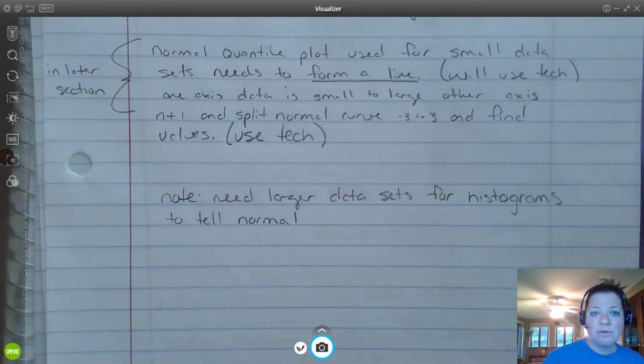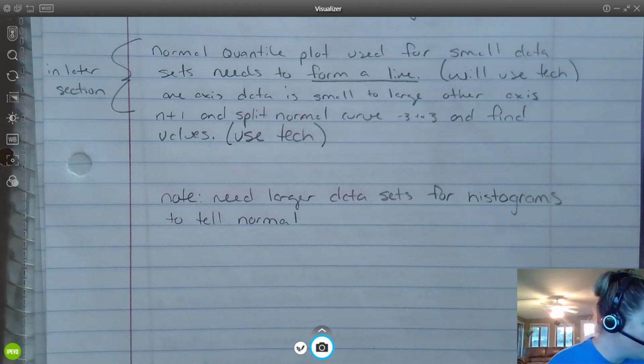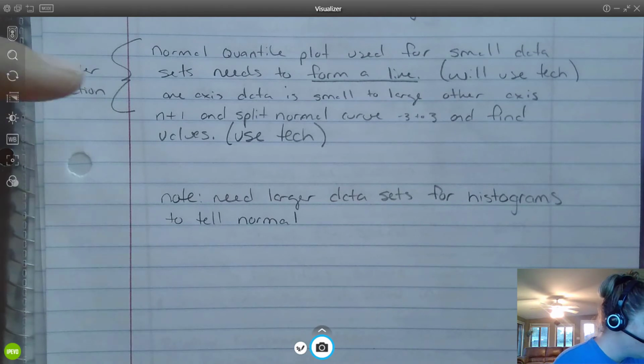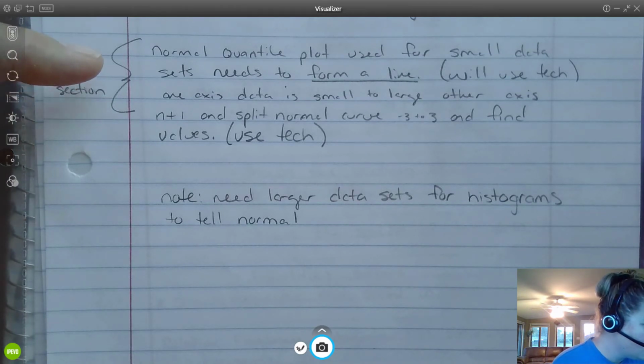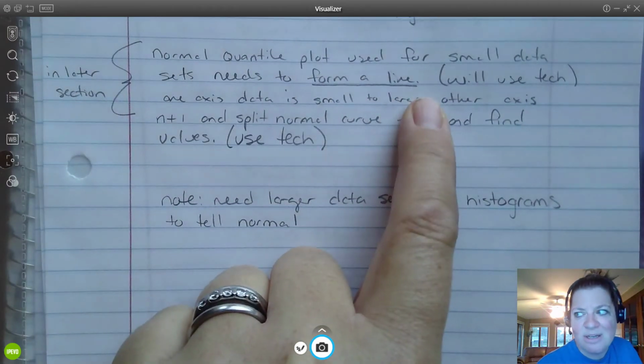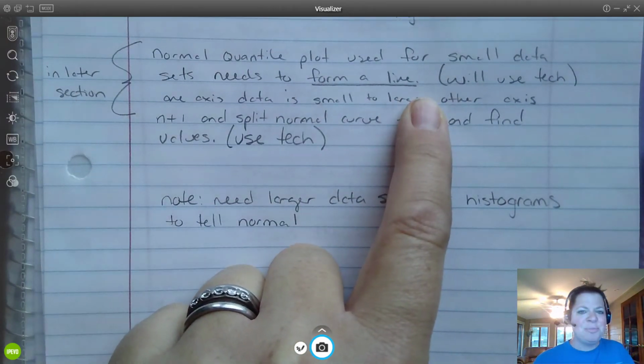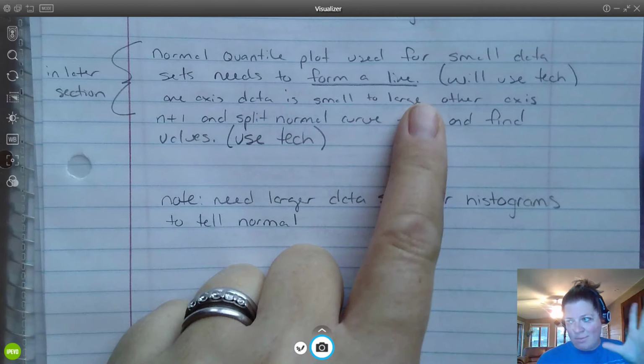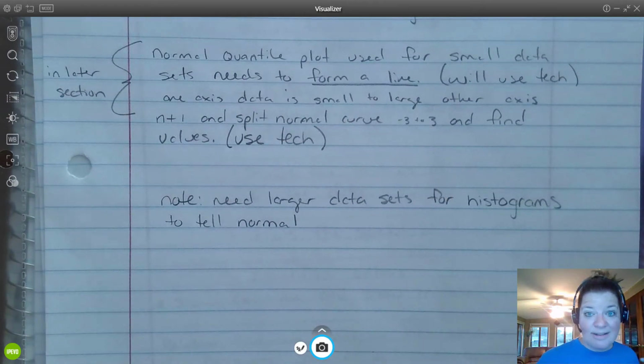So what do you need for your notes? If I see a normal quantile plot for my data and it forms a line, then it will be normally distributed. You need to add that. I just put form a line, form a line. I forgot normal. That's super important.